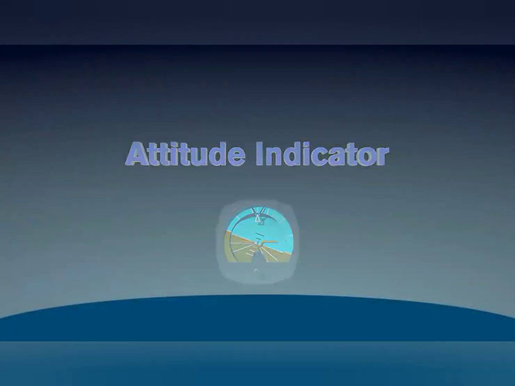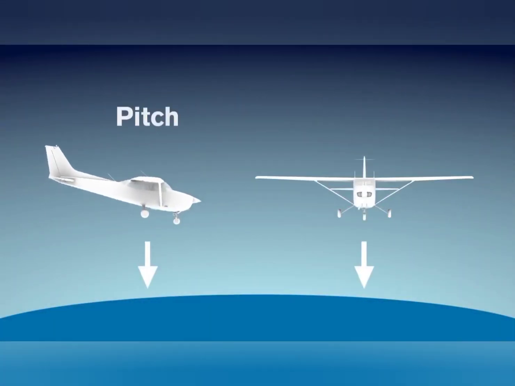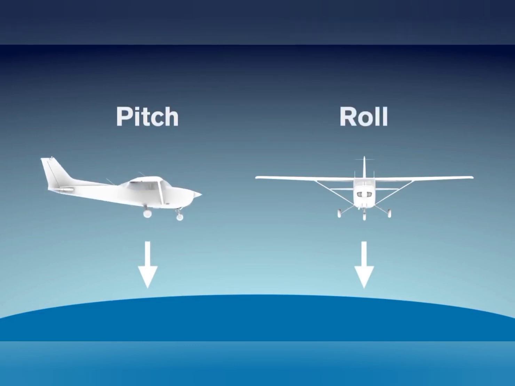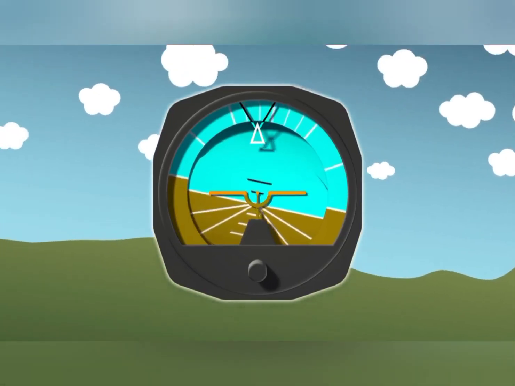Fourth, attitude indicator. The attitude indicator is possibly the most important instrument for pilots. In one glance, a pilot can tell if the aircraft is climbing, descending, turning, or straight and level. It gives a direct indication of changes to pitch, attitude, and bank.